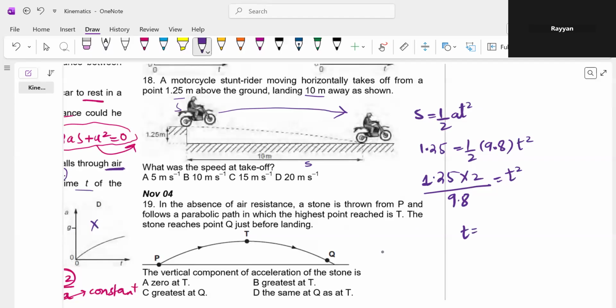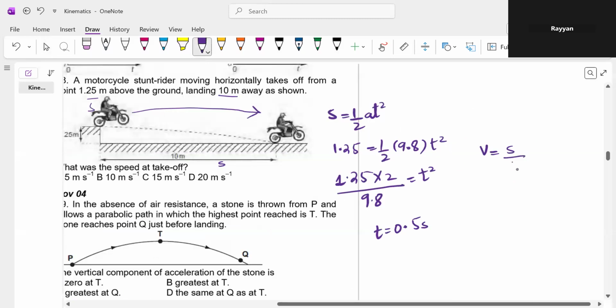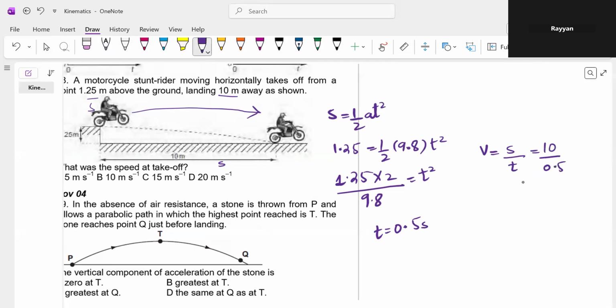1.25 into 2 divided by 9.8. Then you square root it, you get 0.50 or 0.51. That is 0.5 seconds. Now you have time and you have this horizontal distance, so you can easily find horizontal speed. That will be V equals S over T. S is 10 and T is 0.5. So if you just solve it, it will be somewhere around 20 meters per second.